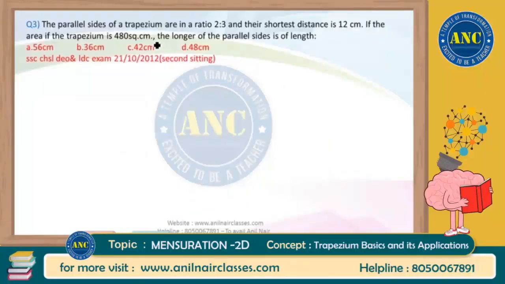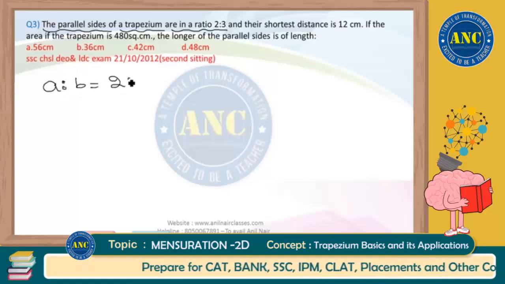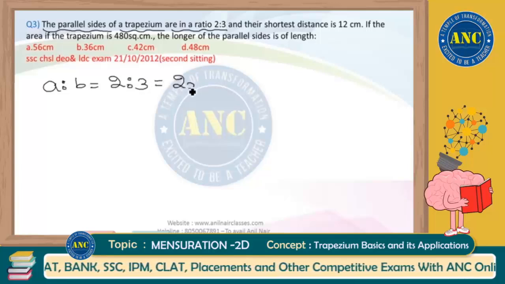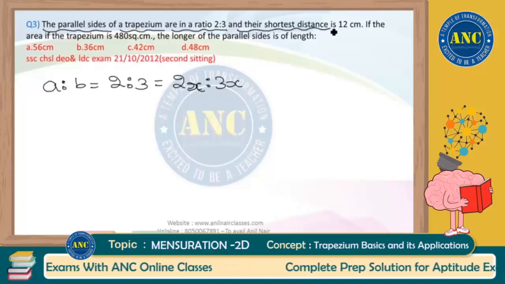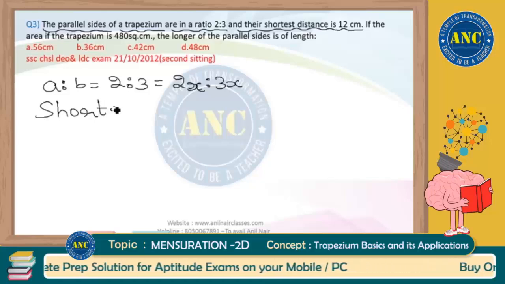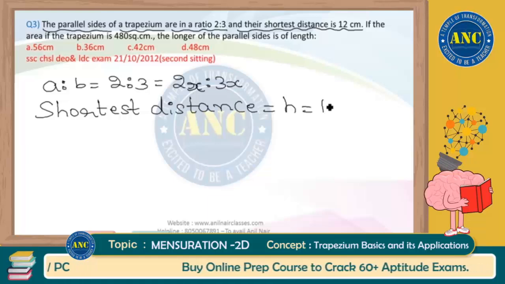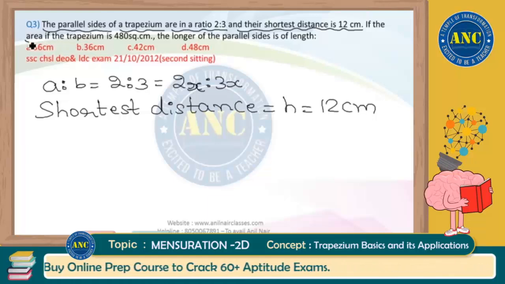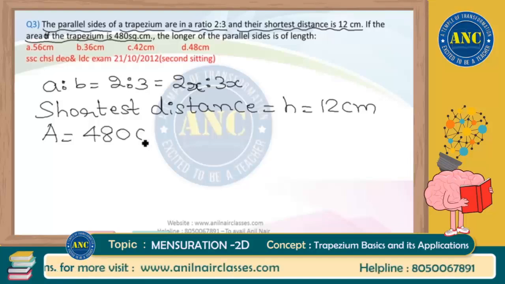Question number 3. The parallel sides of a trapezium are in the ratio 2:3. Let us understand. A is to B is given in the question as 2:3. So I can call this 2:3 also as 2x is to 3x, and their shortest distance is 12 centimeters. Shortest distance is always nothing but the perpendicular distance, which is the height. It is given in the question as 12 centimeter. If the area of the trapezium is 480 centimeter square, find the longer of the parallel sides.